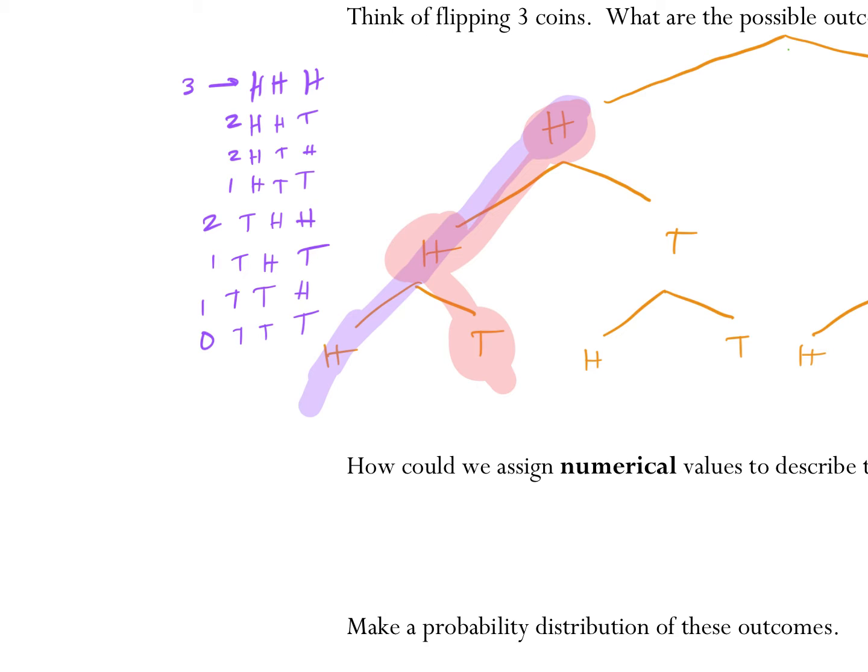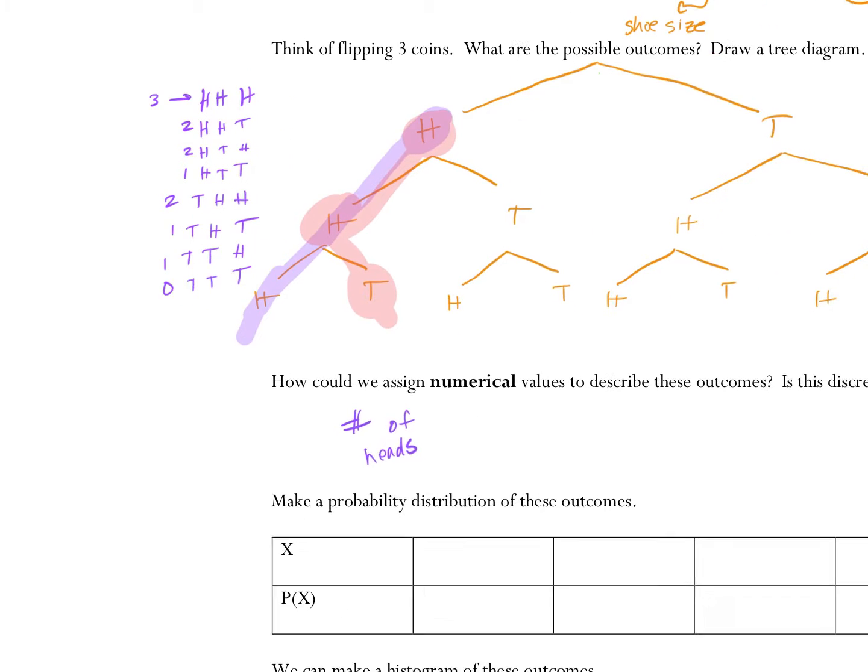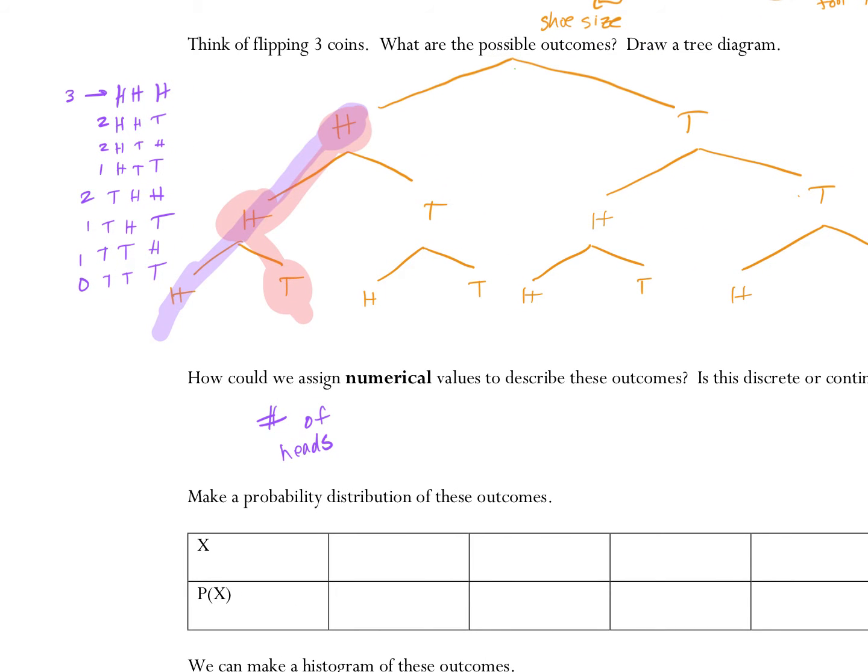The number of heads. So we can take a categorical variable like a coin flipping heads or tails, and we can give it a numerical value by just counting my number of successes. Okay, so number of heads. And for number of heads, is this a discrete or a continuous variable? Discrete. This is discrete because on any one set of flips, there's no way I'm going to get 1.25 heads. It isn't happening.